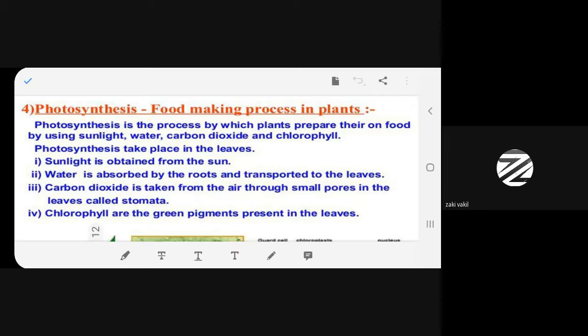Let's see one by one. Sunlight is obtained from the sun. Water is absorbed by the roots and then taken up to the leaves with the help of pipelines. Carbon dioxide is absorbed by the leaves from the air through tiny pores known as stomata. So carbon dioxide gets into the leaves through stomata. And we already know that the green pigment present in the leaf is known as chlorophyll. So all these are very essential for photosynthesis to happen.